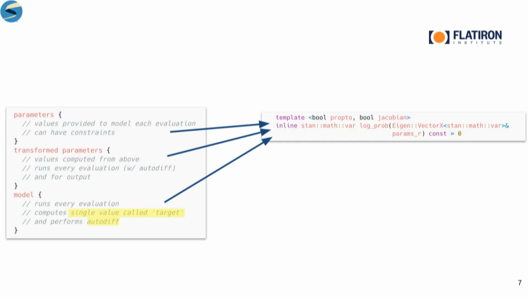The rest of it's just there for niceties and other useful things like giving names to your outputs, which we can ignore for now. And so you have your parameters block, which actually ends up defining what the inputs to this function are. And then the model block defines the body of this log probability function. We call it log prob. It really does calculate one single number called target.